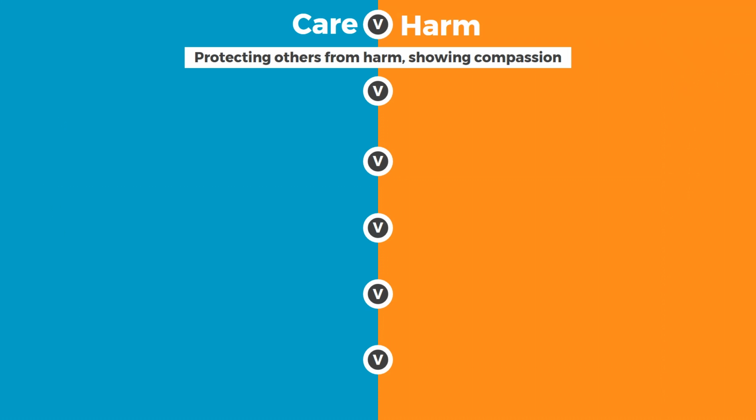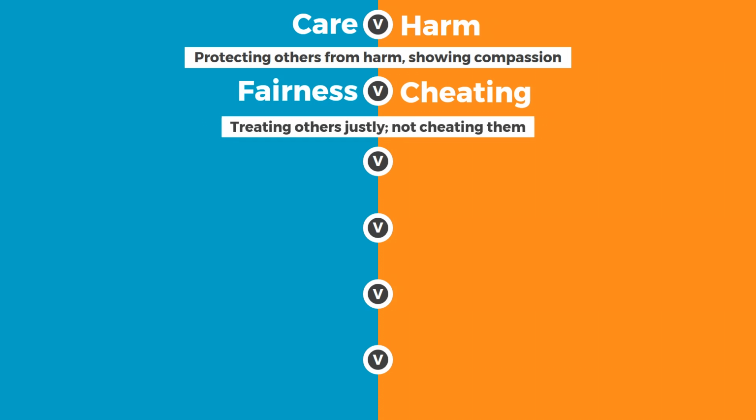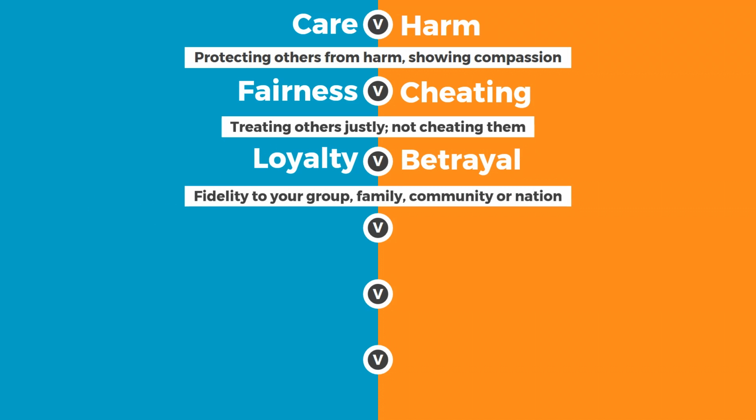Haidt has identified 6 values that he claims his research has shown to have appeal across all cultures. Those universal values include care versus harm. Care is defined by protecting others from harm and showing compassion. Fairness versus cheating. Fairness is defined by treating others justly and not cheating them. Loyalty versus betrayal. Loyalty defined by fidelity and support for your own group, family, or community.